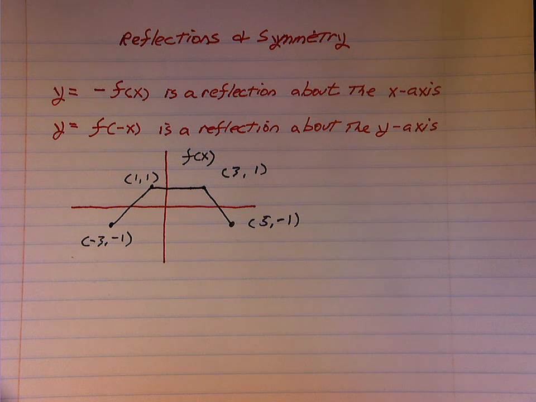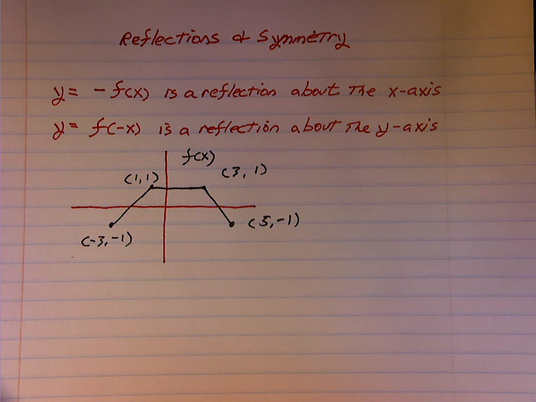Reflections and Symmetry. Y equals negative f of x is a reflection about the x-axis, and y equals f of negative x is a reflection about the y-axis.